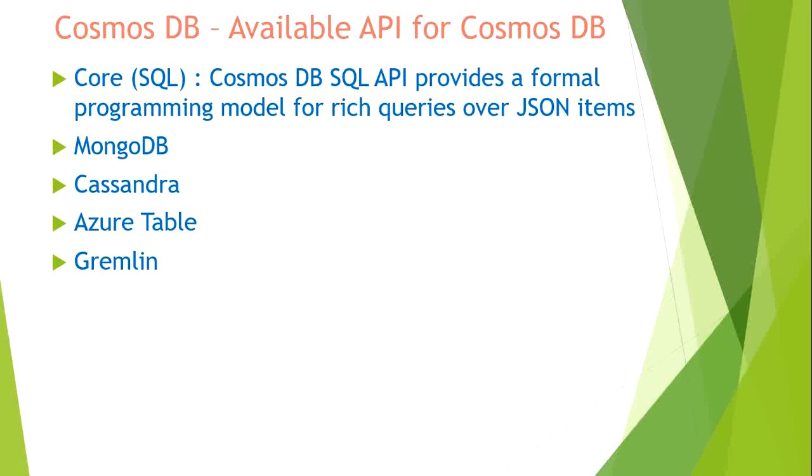The very first one is the Core SQL. Cosmos DB SQL provides a formal programming language that is used for the JSON items. If we have any document-oriented database, this is where we have to use MongoDB. If you want to use any columnar database, Cassandra is the best choice. If you already have the Azure tables, you can go ahead and choose the option for the Azure Table. Gremlin is something which is used for the graph-oriented database.